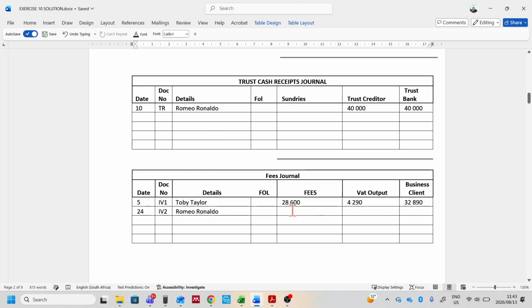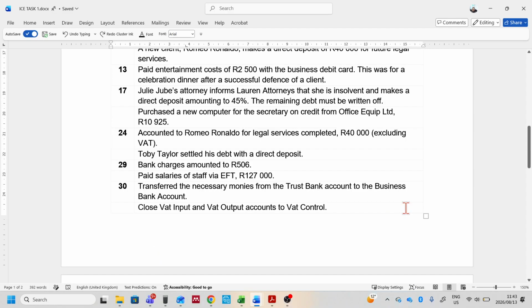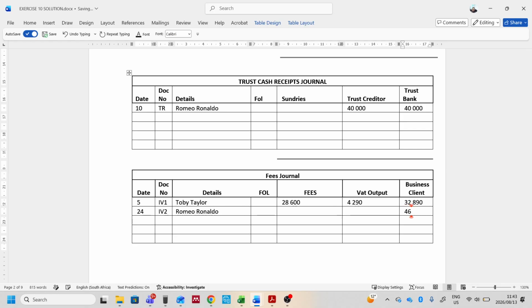Here's your fees journal. So we charged him 46,000. That's how much he owes us. And the VAT amount was 6,000. The total fees was 40,000. Questions? Yes.